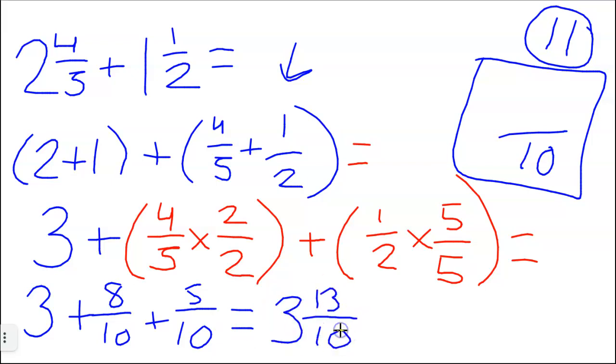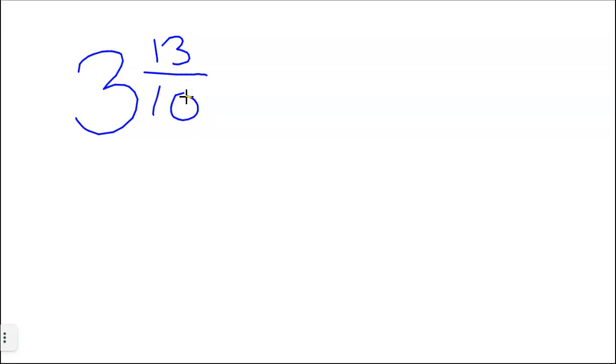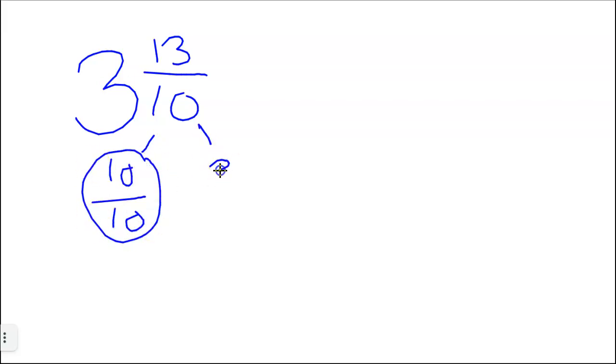Now, we are not done here, right? Because when I'm working with 3 and 13 tenths, oh my, I realize that 13 tenths is an improper fraction. So let's go ahead and break it down. 13 tenths is the same as 1 whole. I'm going to pull out that 10 tenths. How many more tenths would I need? 3 tenths. Okay, so now I know that I have 3, I have 1 whole, and I have 3 tenths.